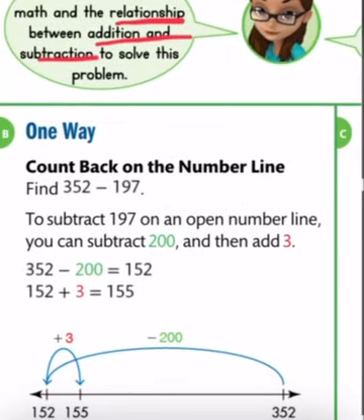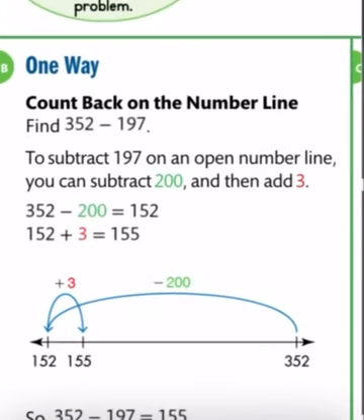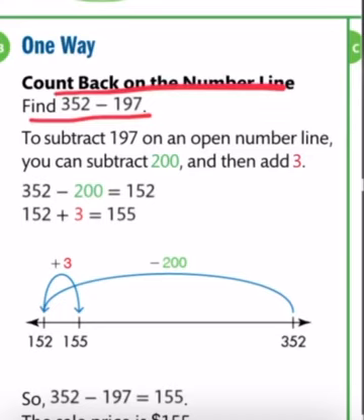Let's take a look at one way to solve this problem. We're going to count back on a number line to find 352 minus 197. It says to subtract 197 on an open number line, you can subtract 200 and then add 3 to it. So when we subtract 200, we're actually subtracting more than what we originally were planning on. We originally planned on subtracting 197. If we subtract 200, that means we subtracted more, so then we have to add the 3 back on.